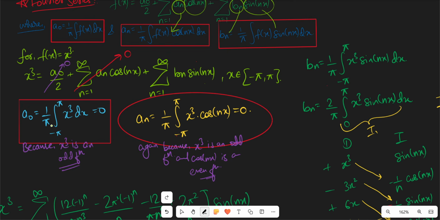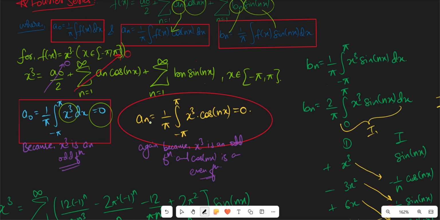It's just 1 over pi, the integral from negative pi to pi. Okay, let me just tell you. Here I should mention that x belongs to negative pi to pi. When you just look at it, it's an odd function, and when you evaluate from negative a to a of an odd function, it's just 0. So successfully we have got a naught as 0, right?